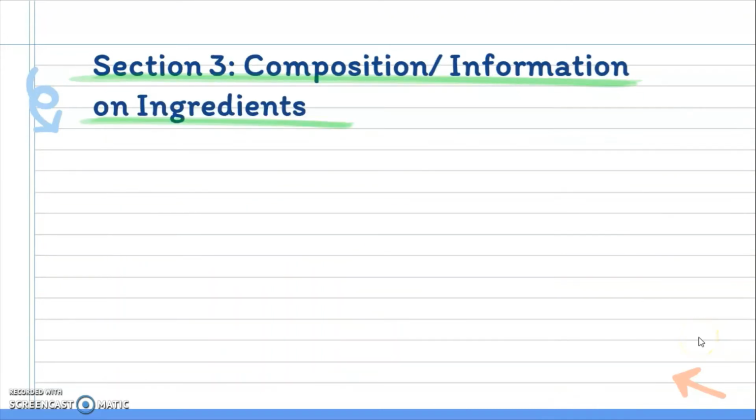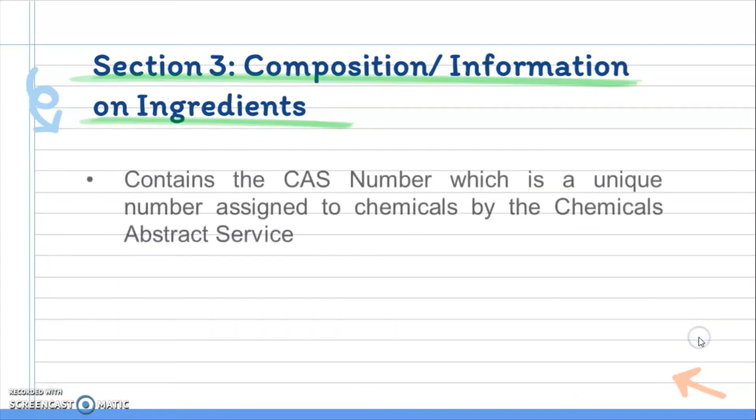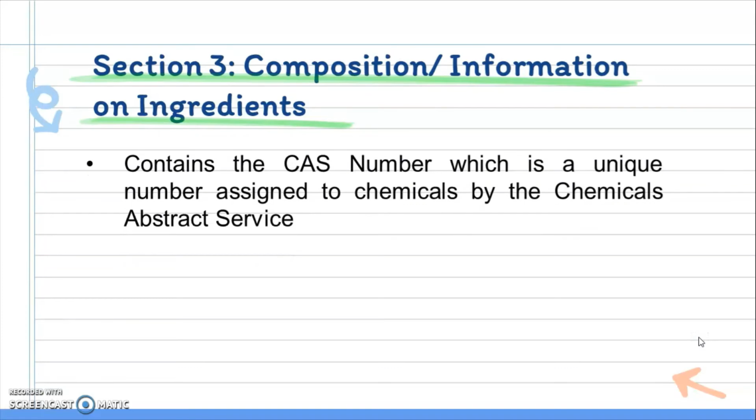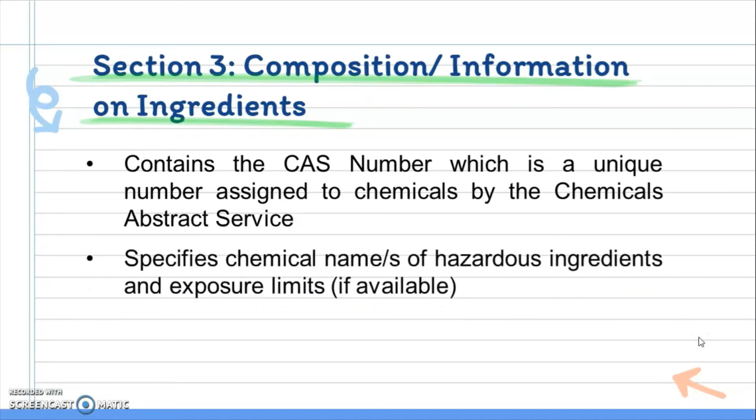Section 3 is composition or information on ingredients. It contains the CAS number, which is a unique number assigned to chemicals by the Chemicals Abstract Service. It specifies chemical names of hazardous ingredients and exposure limits if available. Makikita dito yung harmful ingredients at yung maximum amount na pwede tayong ma-expose bago maka-experience ng toxic effects.